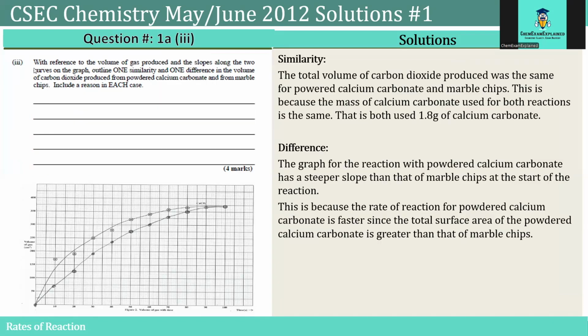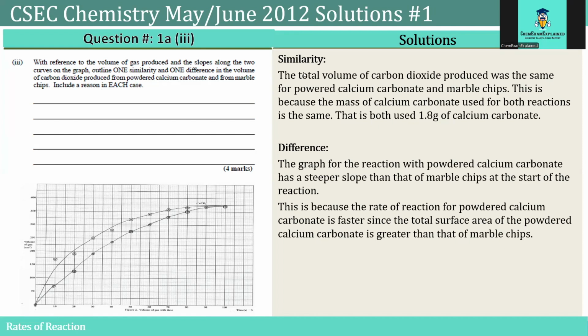1A part 3. With reference to the volume of gas produced and the slopes along the 2 curves on the graph, outline one similarity and one difference in the volume of carbon dioxide produced from powdered calcium carbonate and from marble chips. Include a reason in each case. So let's start by looking at the similarity and then the difference.